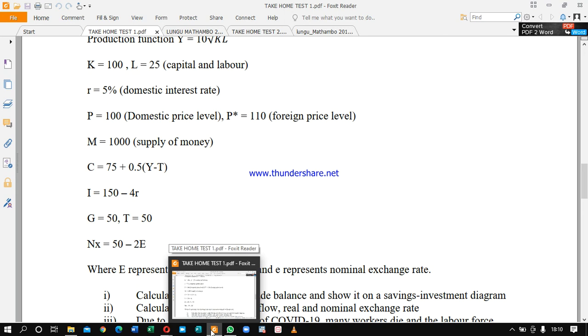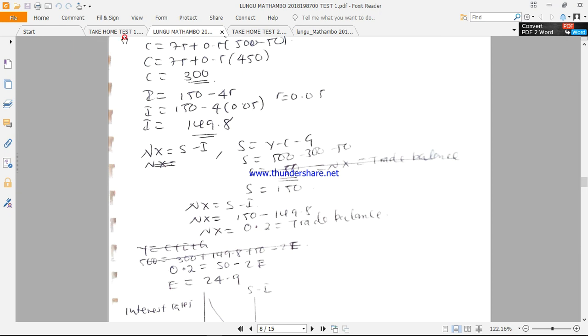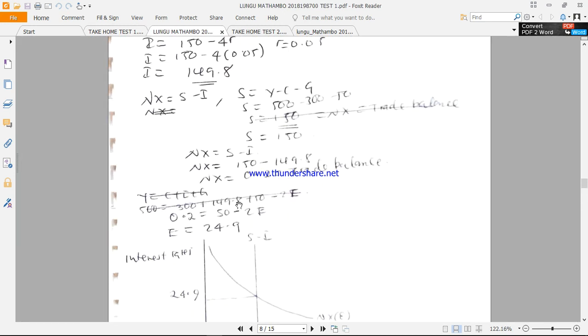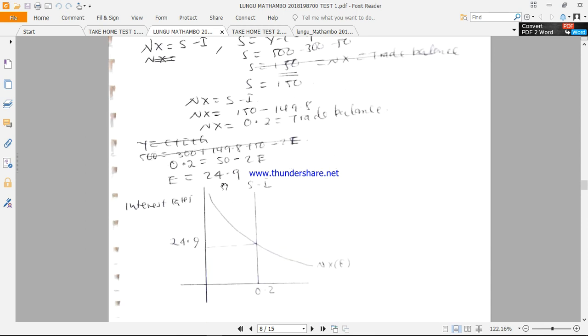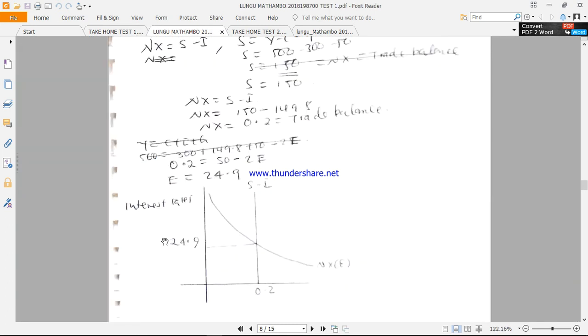Okay, I think we are moving at the same pace. We are done with the first part, which is the trade balance. Next, show this on the savings-investment diagram, which we've not yet shown. For that, we need to get the exchange rate, where E represents the real exchange rate, not the real interest rate.